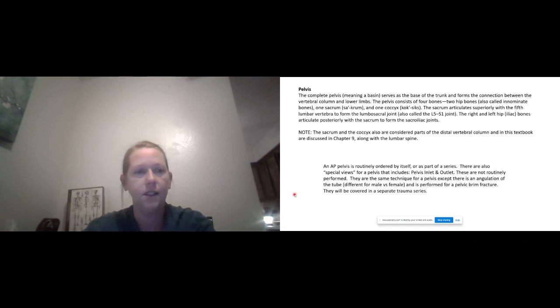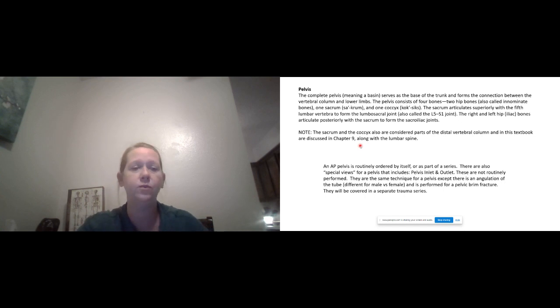All right. So, the pelvis, the complete pelvis, just means a basin, and it serves as the base of the trunk and forms the connection between the vertebral column and the lower limbs. So, the pelvis itself contains 4 bones, 2 hip bones, which are called the innominate bones, 1 sacrum, and 1 coccyx. The sacrum forms the sacroiliac joints. So the sacrum and the coccyx and the sacroiliac joints are going to be covered in chapter 9 because they're considered part of the spine.